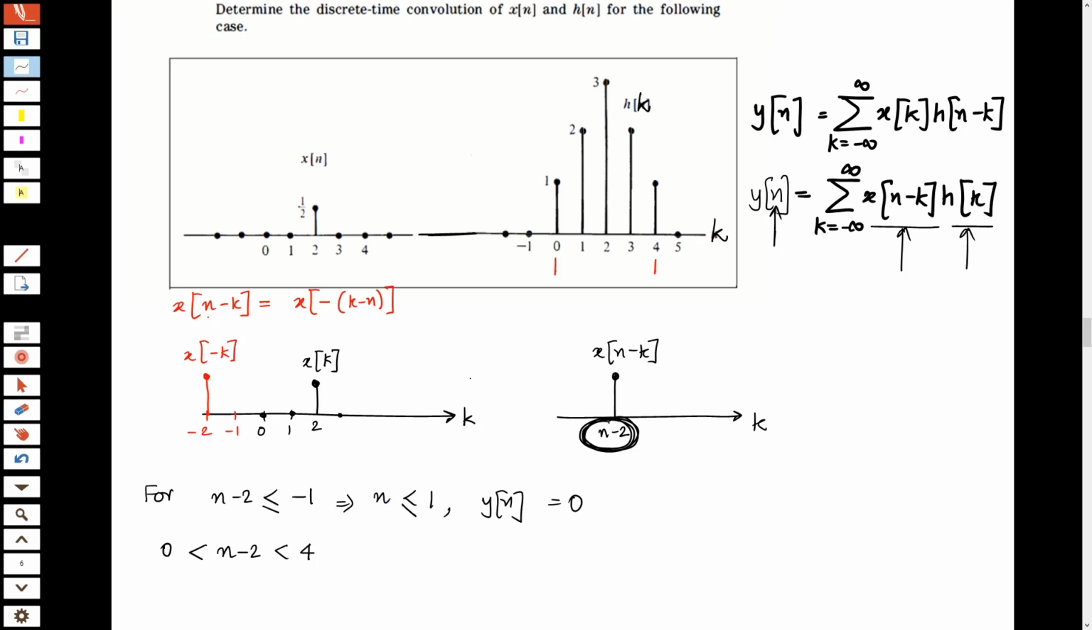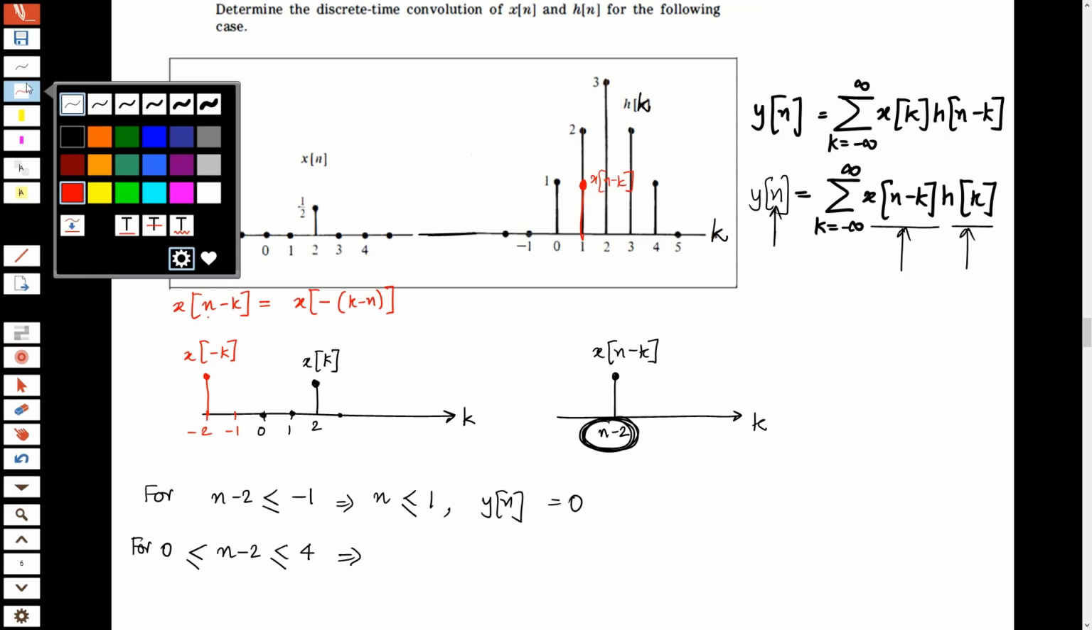And now I say if n minus 2 is greater than or equal to 0 and less than or equal to 4, in other words, n is between what and what? N is between 2 and 6. If this is the case, then y of n would be what? For each of these individual values, you basically need to multiply this x of n minus k with your signal. So it's actually not a great idea to write it in a range because it's individual for each value.